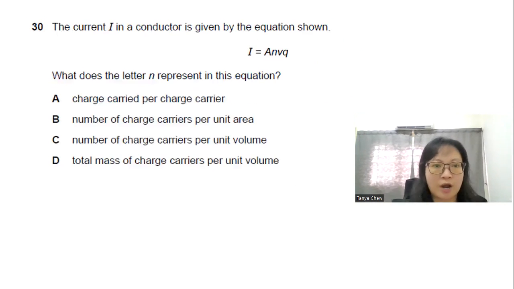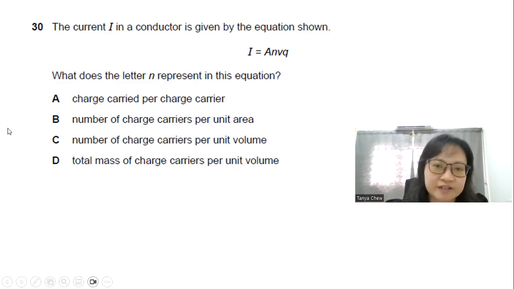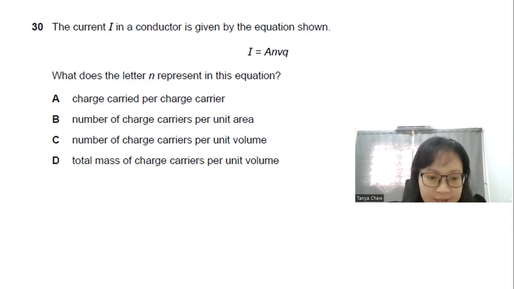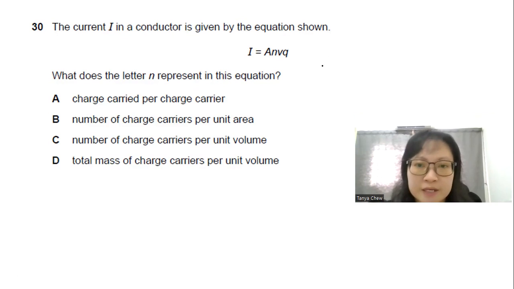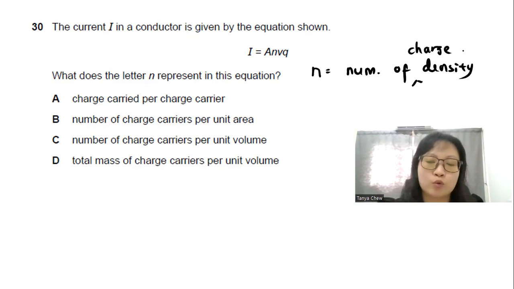Question number 30, the current I in a conductor is given by the equation I is equal to A N V Q. What does the letter N represent in this equation? So the letter N represents the number of charge carriers per unit volume, because N is called number density, charge density. Density is equal to number over volume. C is the answer.